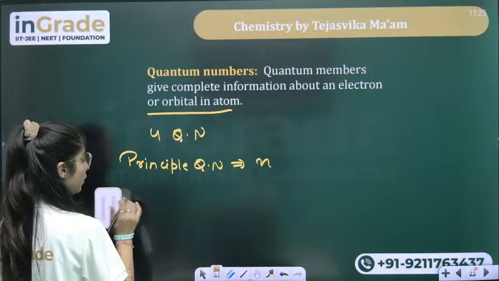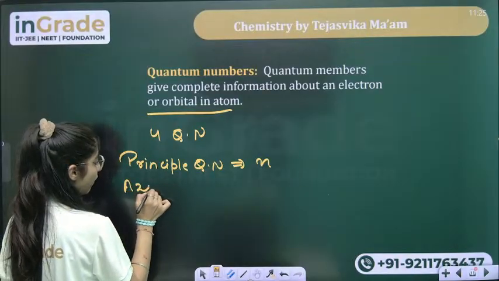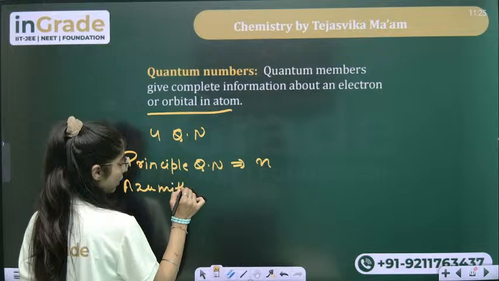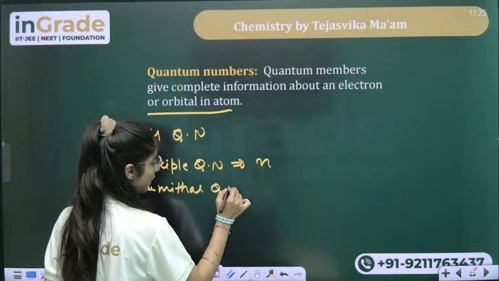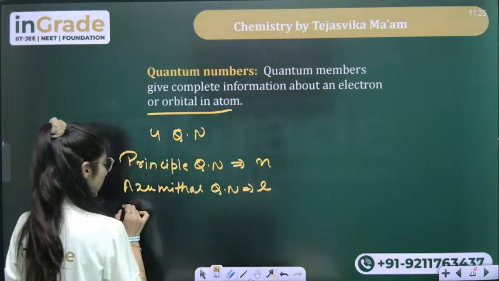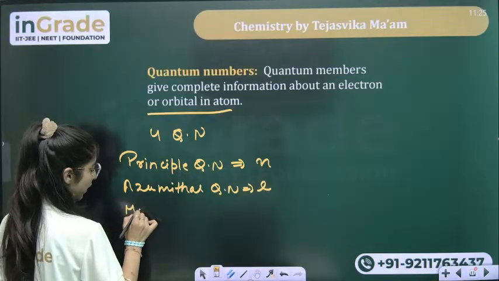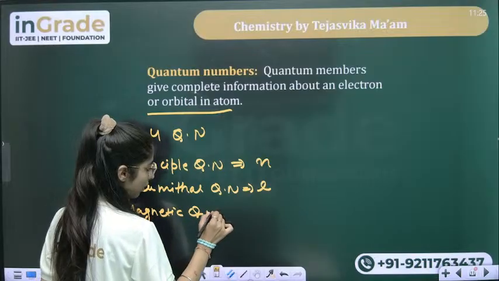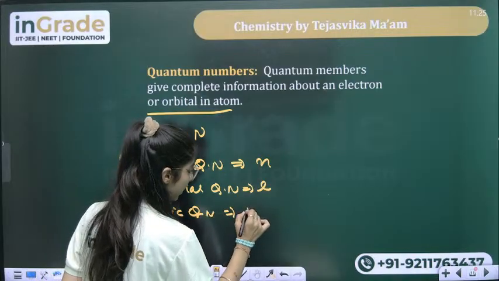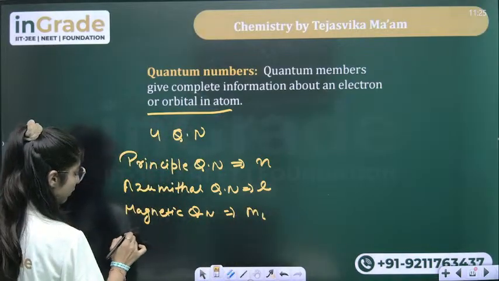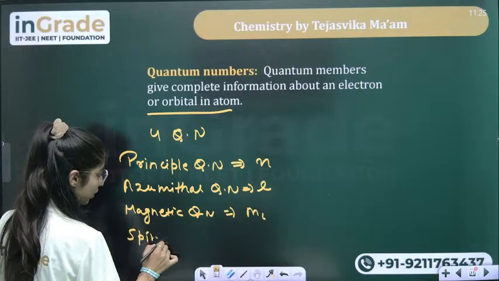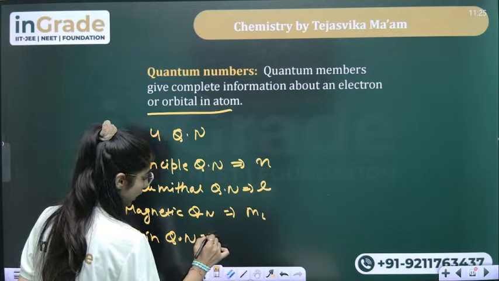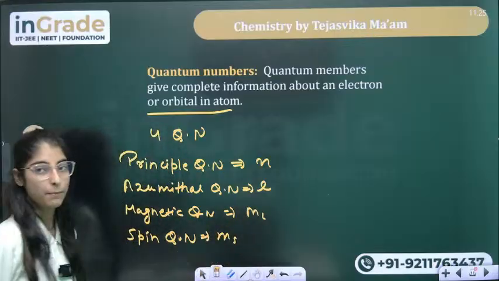Next is your azimuthal quantum number, represented by L. Next is your magnetic quantum number, represented by Ml. And last but not the least is your spin quantum number, represented by Ms.